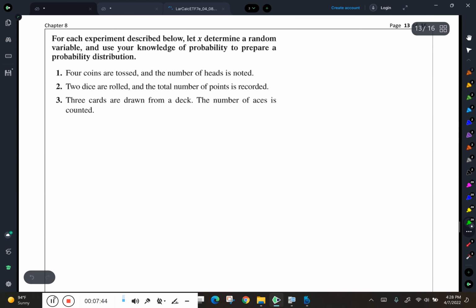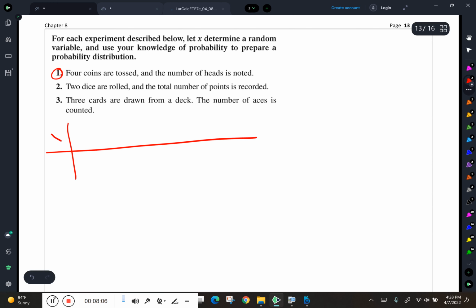All right. For each experiment below, let X represent the random variable and use your knowledge of probability to prepare a probability distribution. So we'll start with number 1 here. Problem number 1 reads, 4 coins are tossed and the number of heads is noted, and my job is to make a probability distribution. So for number 1, I'm going to have an X, I'm going to have a P of X, and I need to figure out probabilities. So 4 coins are tossed and the number of heads. Well, I could get 0 heads if I tossed it. I could get 1 head, I could get 2 heads, I could get 3 heads, or I could get all 4 heads.